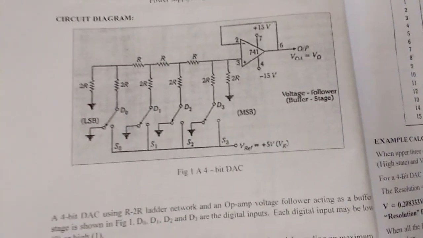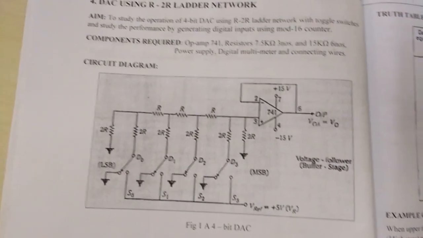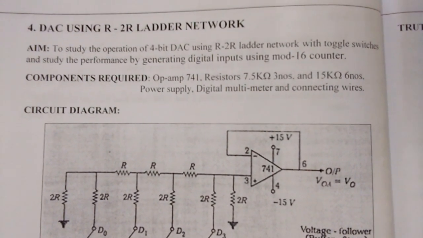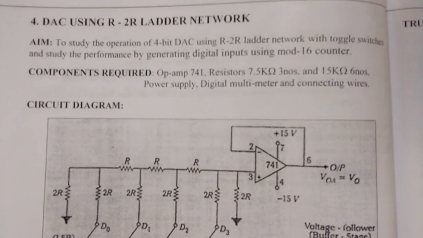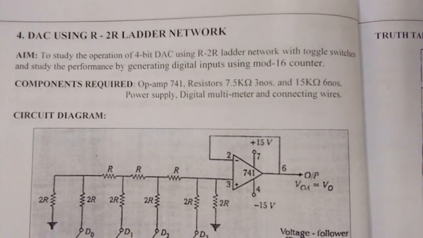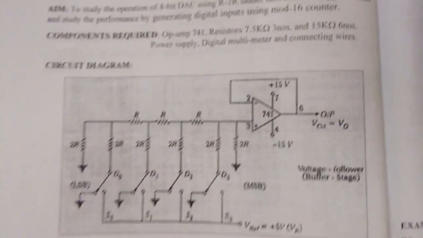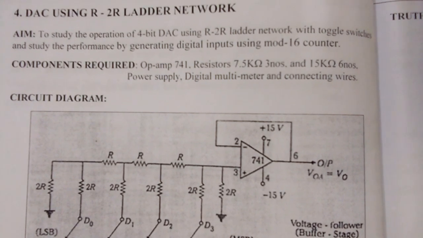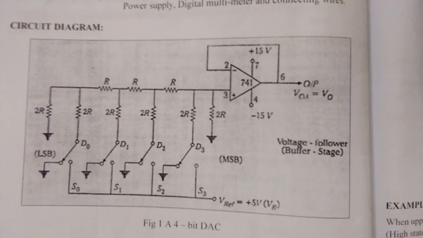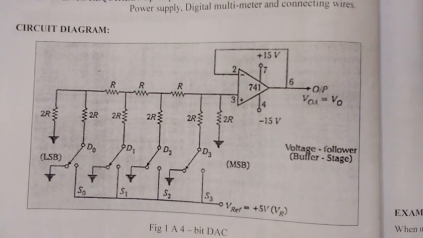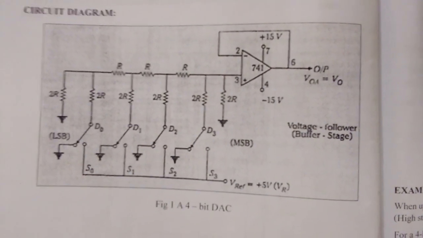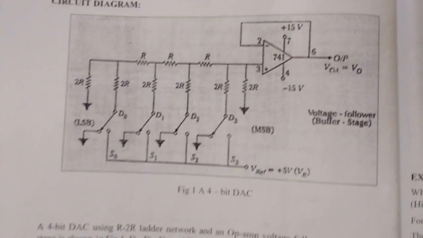We can do the combination of any number of bits. The aim of the experiment is to study the operation of 4-bit DAC using R2R ladder network with toggle switches. The main components required are op amp 741 and resistors, because the R2R ladder network is a combination of R and 2R. Therefore, we require only 2 resistors with accurate values. That is the speciality of this R2R DAC network.